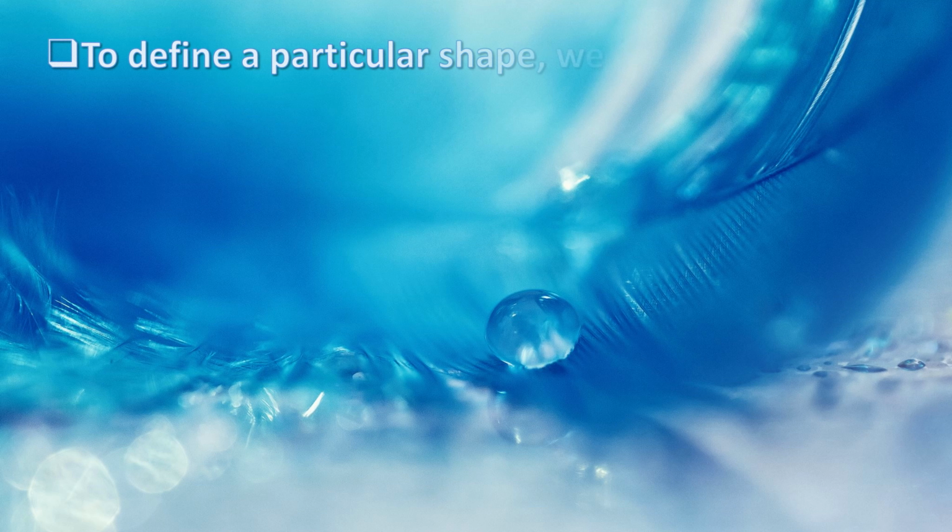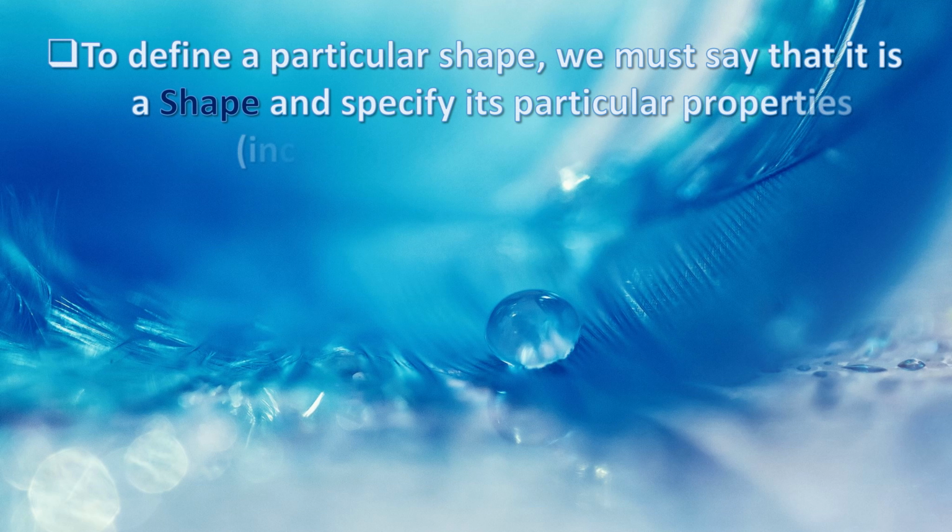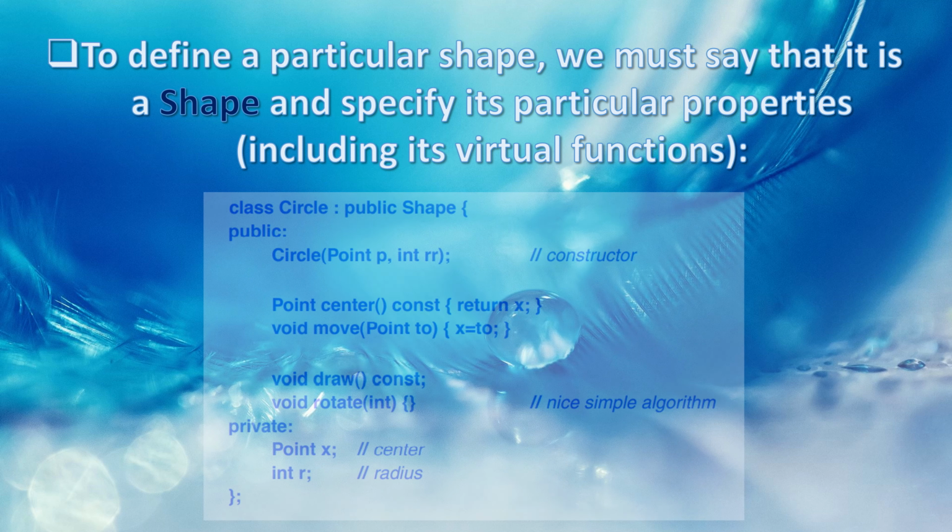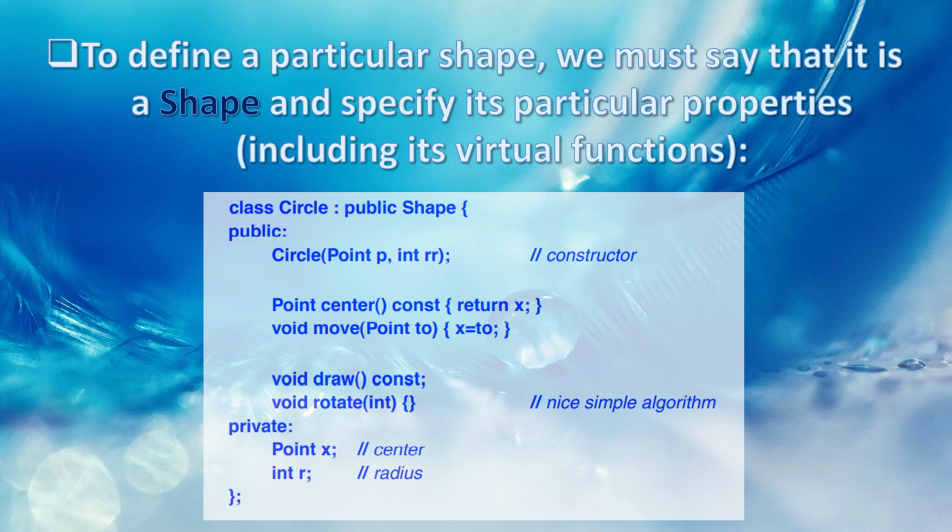To define a particular shape, we must say that it is a shape and specify its particular properties, including its virtual functions. Class circle, public shape. Public. Circle, point p, int r, constructor. Point center, const, return x. Void move, point to, x equals 2. Void draw, const. Void rotate, int, nice simple algorithm. Private. Point x, center. Int r, radius.